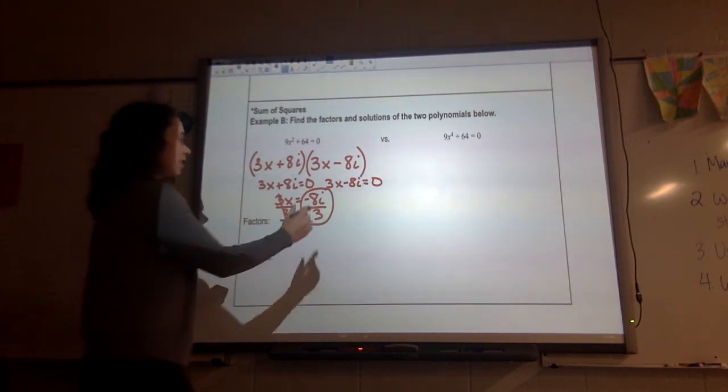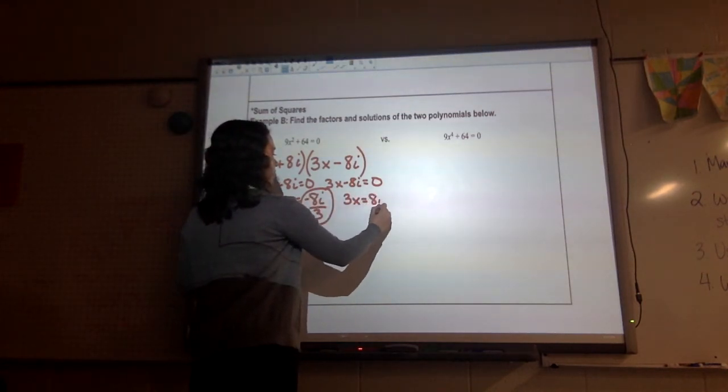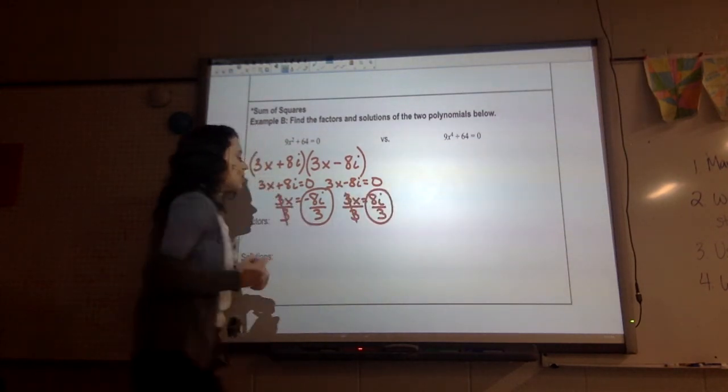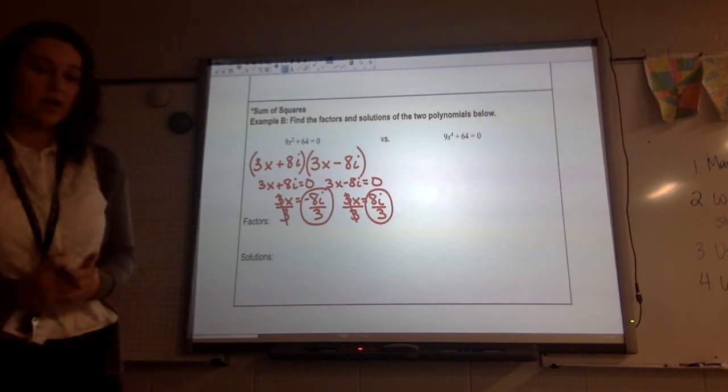If I solve the second piece, I'm going to start by adding 8i and then dividing by 3. There's my second answer right there. So it is okay that you have an i in your answer. That's fine.